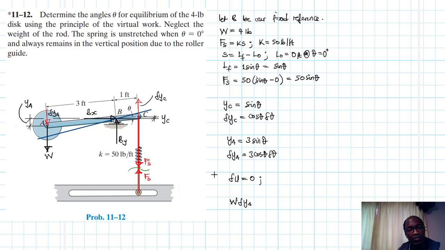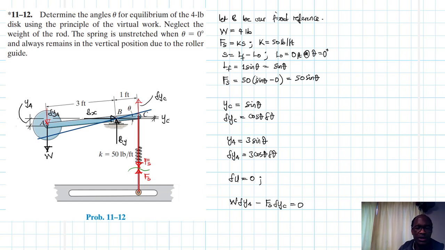At C, we'll have work. The virtual displacement is in the opposite direction of the spring force, so this will have a minus Fs times del YC, and that's about it. We sum up everything. This is what we have. So this is equal to 0.